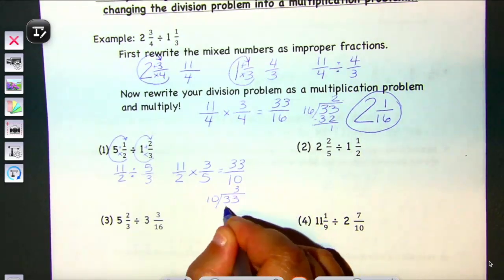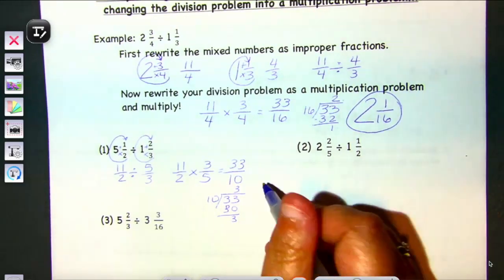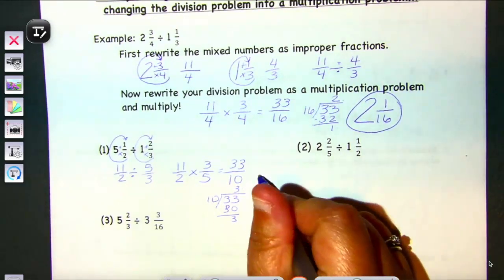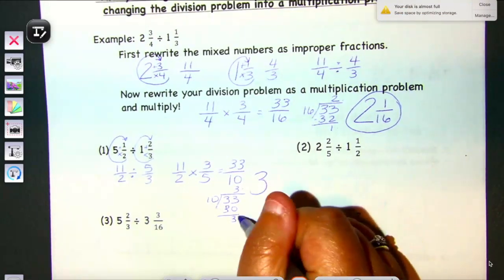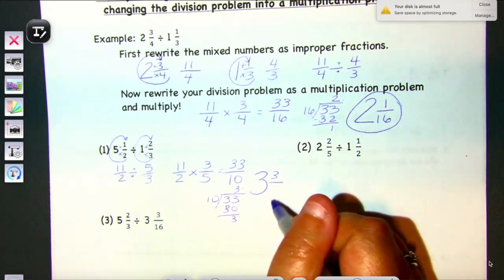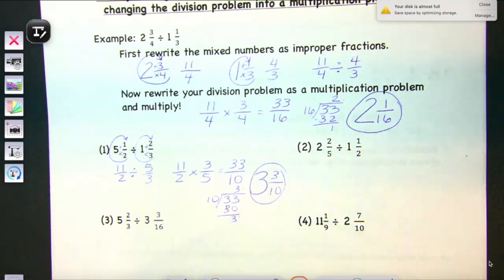3 times, right? Which would give us 30, and we get 3 left over. So to write that as our answer, the number of whole times that 10 went into 33 was 3 times, so that's our whole number. Our remainder was 3, so that's our new numerator, our new top number. And our bottom number stays the same. It's also what we divided by. So we're going to get 3 3/10.